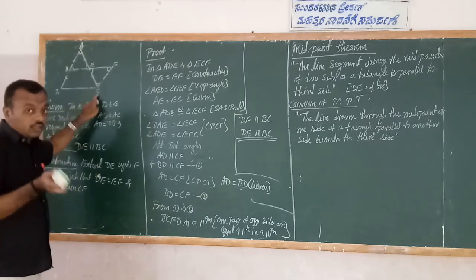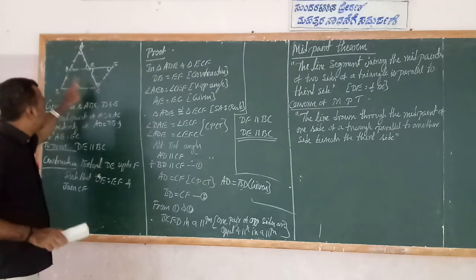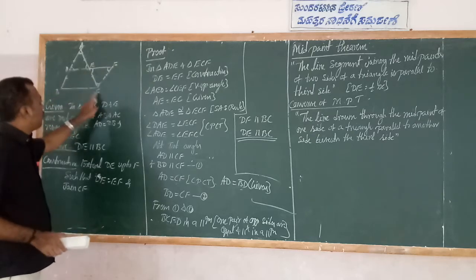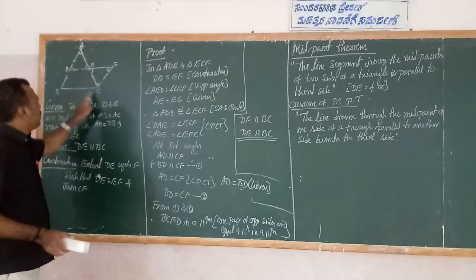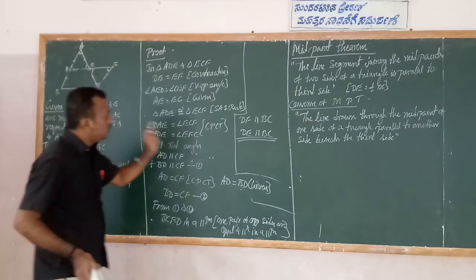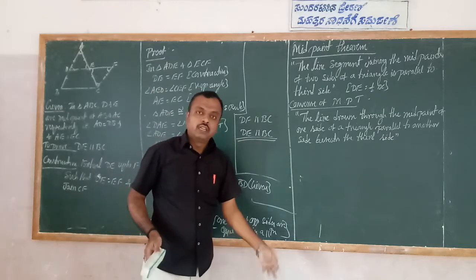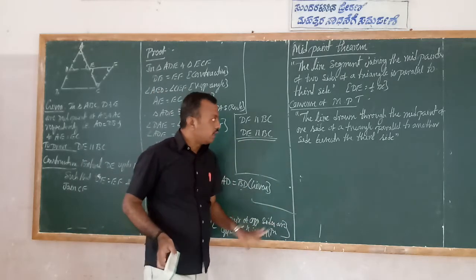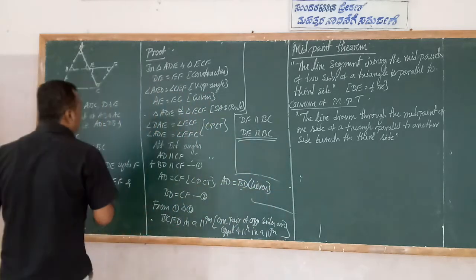The other opposite sides are also parallel. That's why DF is parallel to BC. DF is parallel to BC as well. DE is also parallel to BC. Therefore, DE is also parallel to BC. Hence the proof. Understood? Like that. So, the converse of the midpoint theorem.